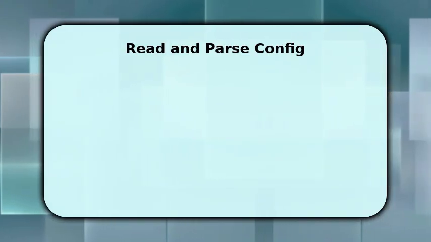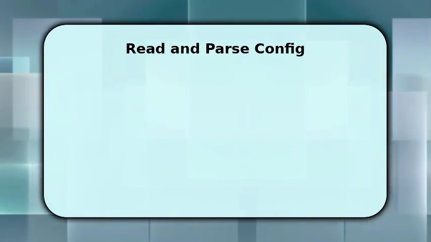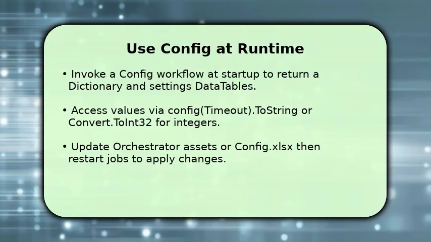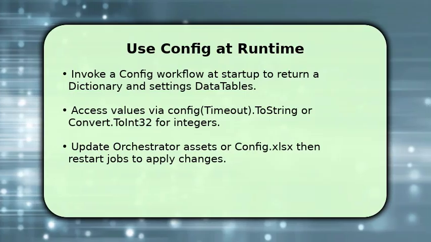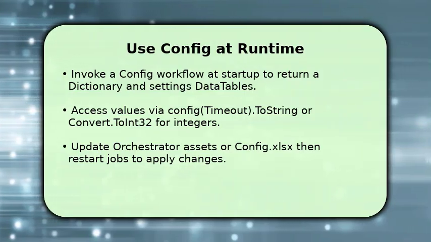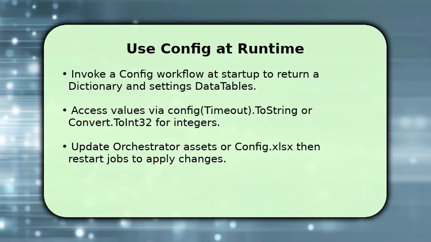Create a dedicated init config workflow that reads config.xlsx and returns a dictionary and data tables to the main workflow. In workflows, reference config timeout to string for string values and convert to int32 for integer conversions when necessary.